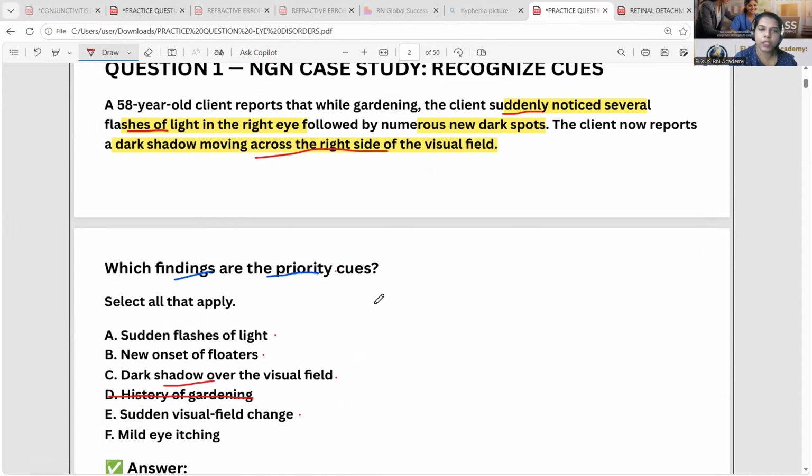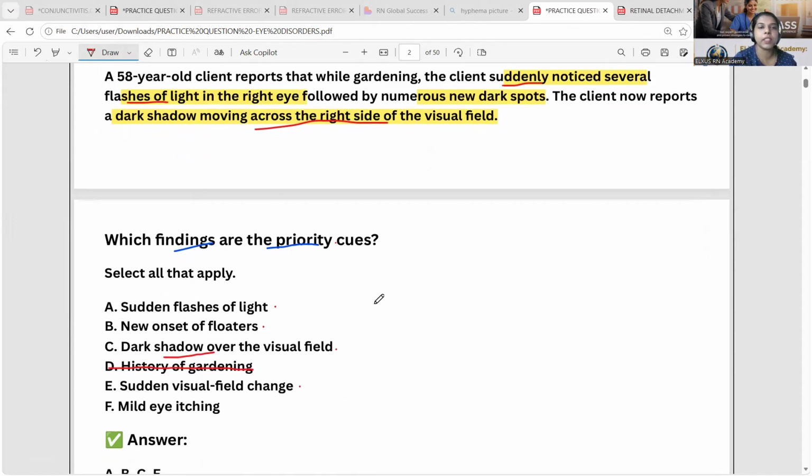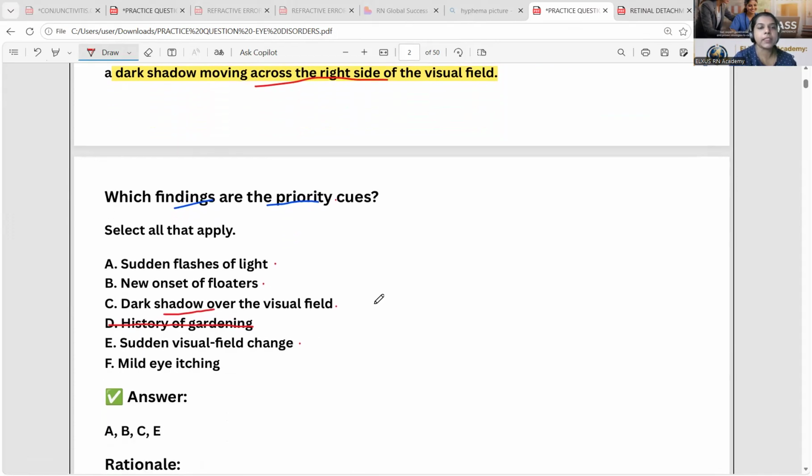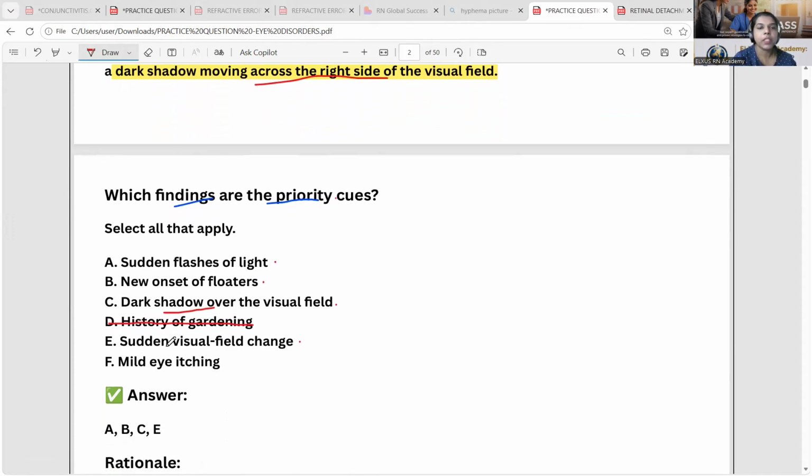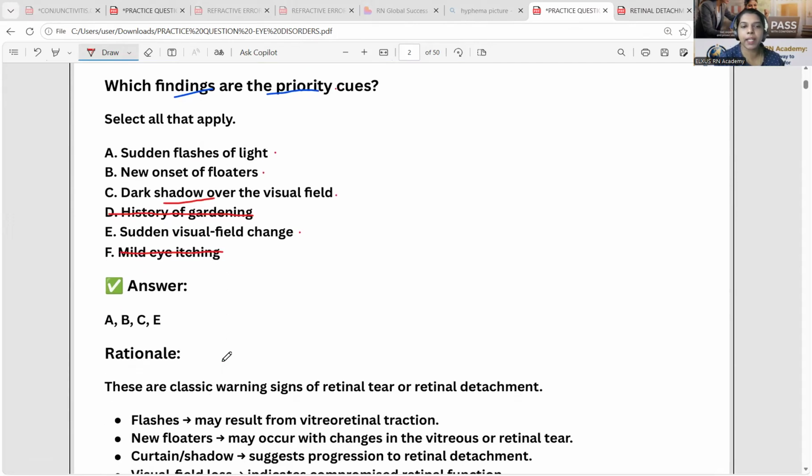Okay, so we can check the answers with these options. The correct answers were which ones? Sudden flashes of light, new onset of floaters, dark shadow over the visual field. Mild eye itching, that means whenever we are doing any gardening, the eye itching can be an expectable one, not a serious or unexpected issue. So the answers were A, B, C, and E.